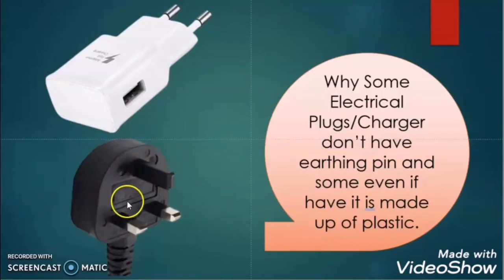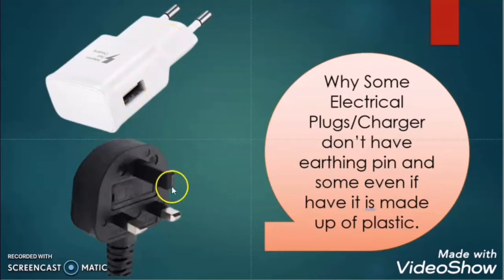In some electrical plugs or in some mobile chargers, you will not find the earthing pin like this. And even if you find it, the earthing pin is made up of plastic. So we will try to understand why some electrical plugs or mobile chargers do not have an earthing pin, and even if they have one, it is made up of plastic. What is the reason behind it?